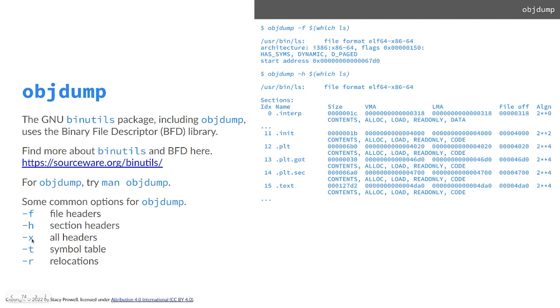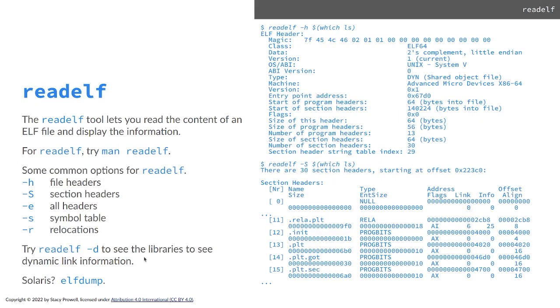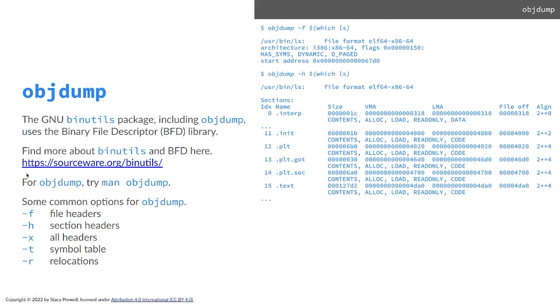-x gives you all the headers. -t gives you the symbol table, and -r gives you the relocations. In addition, there's a tool specifically for ELF, right? Objdump is not specific to ELF. Objdump tries to understand lots of different things.